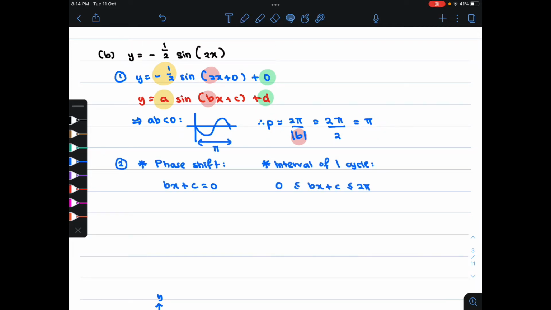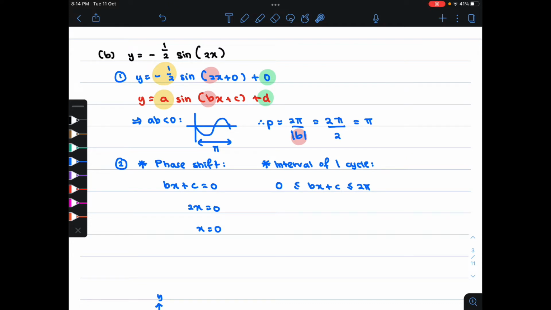For the second step, we need to find the phase shift. So just take everything inside the bracket and let it equal to 0. So you'll get 2x equal to 0, hence x equal to 0. So if x is equal to 0, this means that there is no phase shift. So this means your graph does not move to the right or to the left. It stays right there.